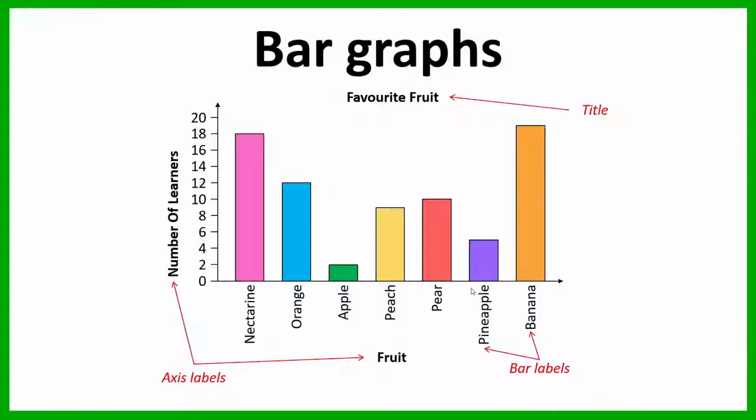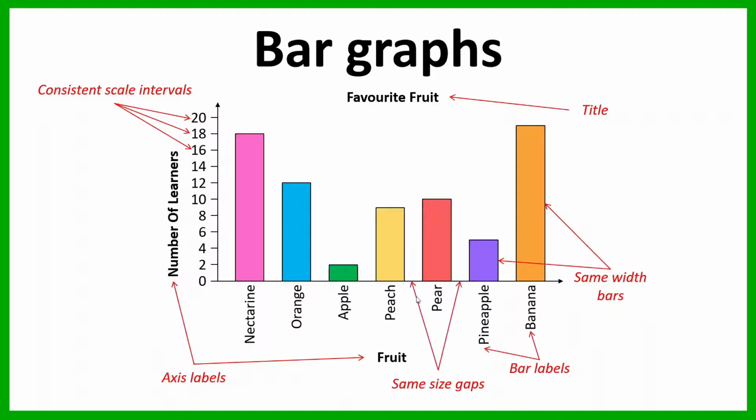Then everything needs to be consistent. You need to have consistent scale intervals. Over here you can see I'm counting in twos consistently, and the size of the gaps between them are all the same, so it's consistent. You need to have the same width bars. All of the bars need to have the same width with each other, and the gaps need to be the same size as well. So you need to make sure that everything is consistent.